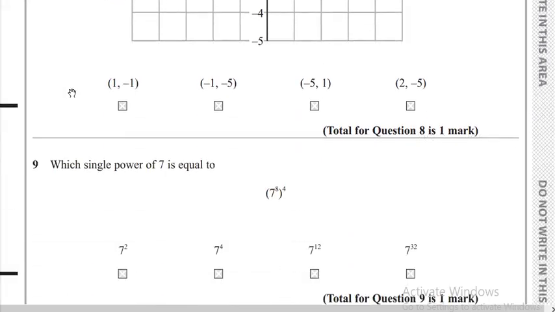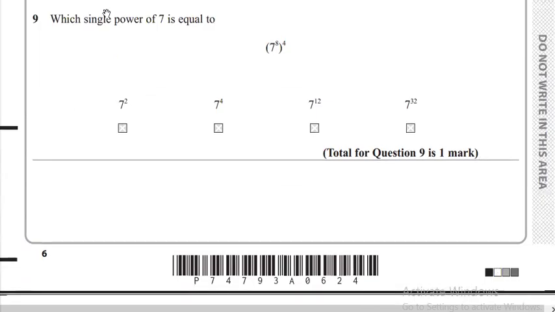Question 8 is done. Now 9. Which single power of 7 is equal to this? Here we have 7 power of 8 and then bracket power of 4. This means you have to do what? When you expand the power inside, you have to take the power and multiply it with the other powers. So the answer will be 7, and the power will be multiplied, which is 8 times 4. And we know that 8 times 4 is 32. So the answer is 7 power of 32, like this.